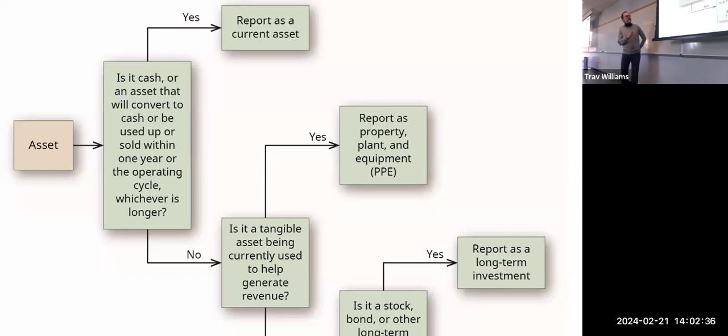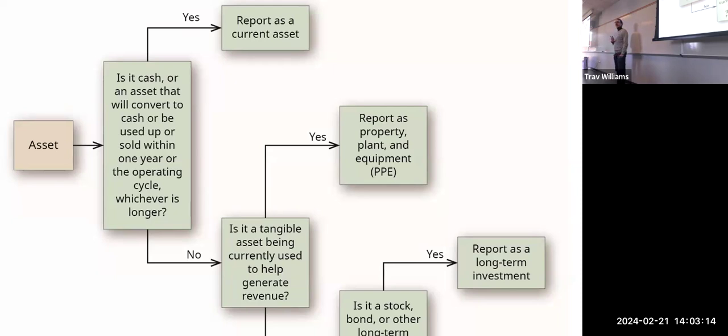If none of those things are true, then you go to this box. Is it a tangible asset? Meaning, is it something physical, currently used to help generate revenue? So for example, is it a building or land or a piece of equipment? So it's something physical that we're using to help make our product and generate revenue. If so, it goes into this category, property, plant, and equipment, sometimes abbreviated PPE.